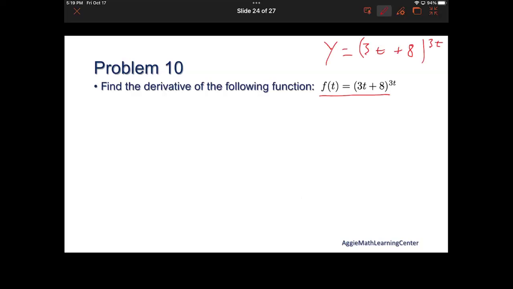Okay. I'm going to take the log of both sides, specifically the natural log, just because the derivative of a natural log is way nicer looking than a different base. Although it would still work out with a different base, it would just not look as nice. So ln of y is equal to ln of our (3t plus 8) to the 3t.